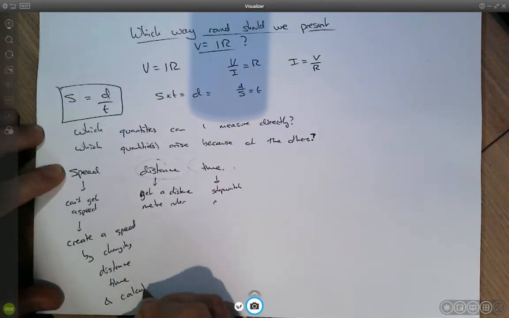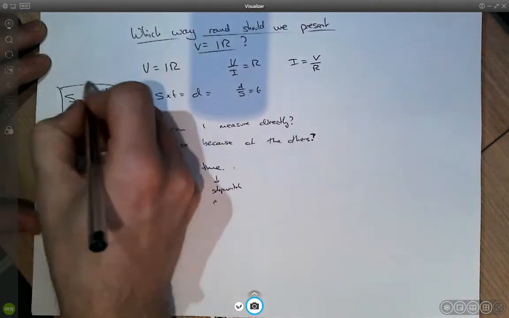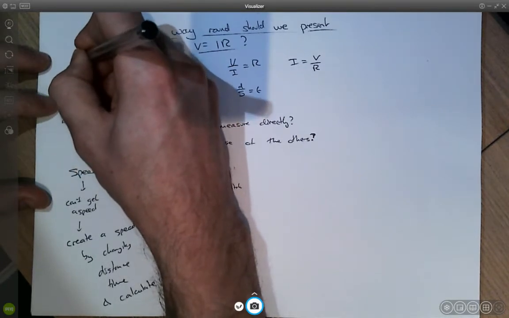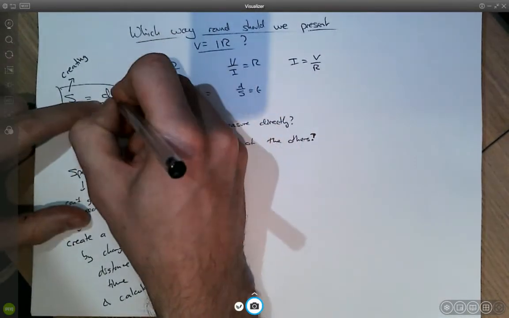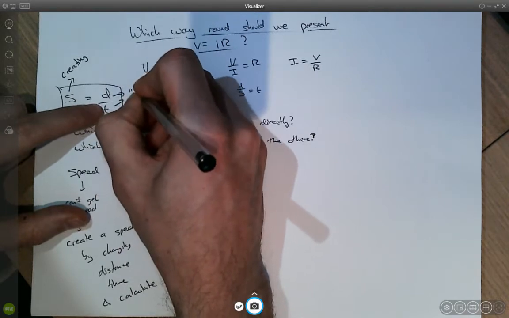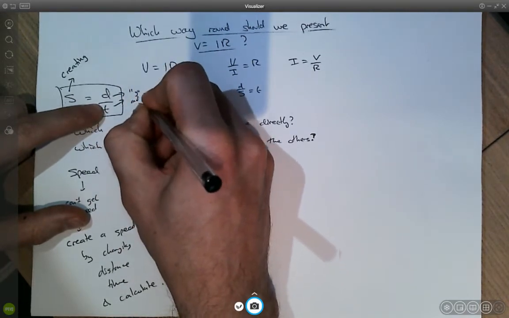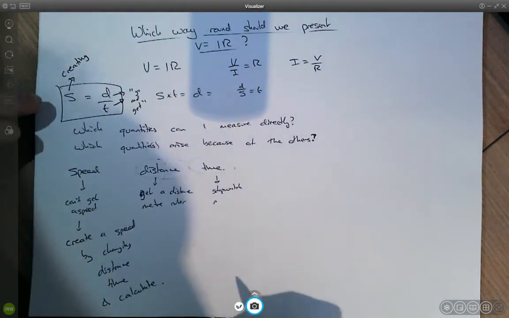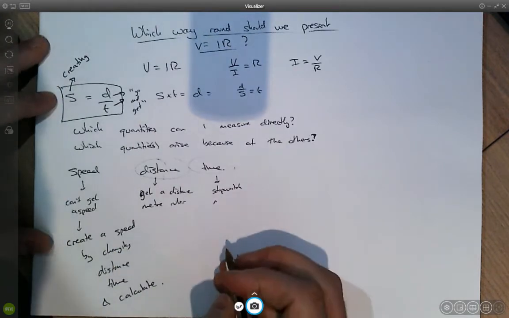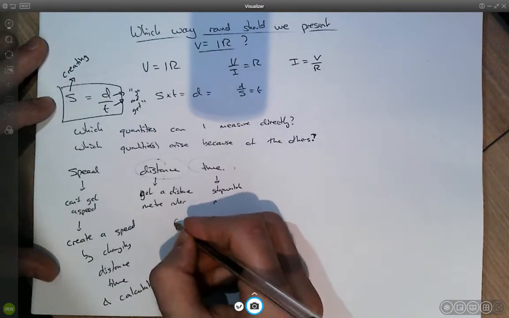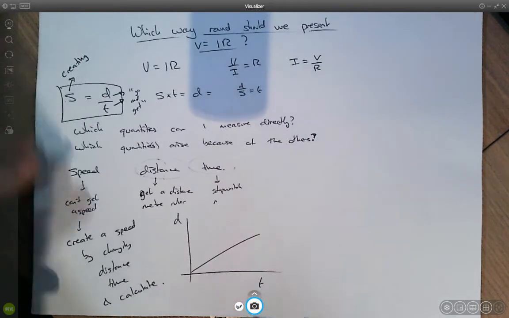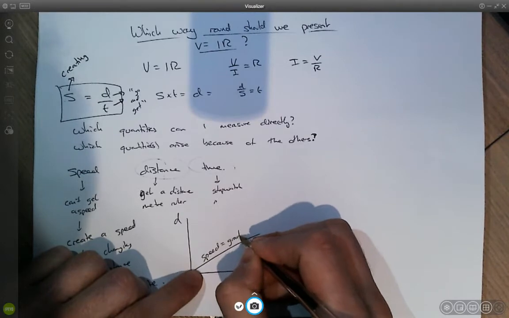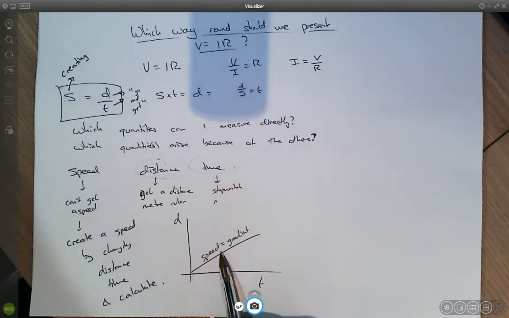So this answers our question. This is probably the best way of presenting a formula, because we are creating a speed from these other two things which we can go and get. And for our understanding, this is the best way to present things. So this then links to other ideas as well, such as if we're graphing things, distance and time, what are we doing here? The gradient here equals the speed.